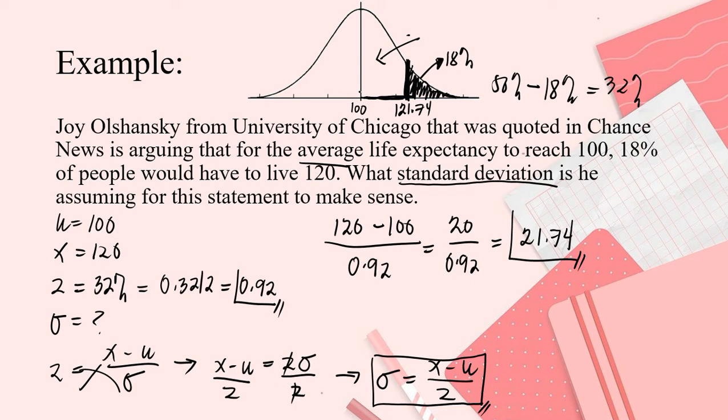Kasi mag-a-add ka po ng 21.74 from the mean. At kung magma-minus ka naman, kung pupunta ka naman sa left, magma-minus ka naman ngayon ng 21.74. So, kung sa left ka, ito ngayon ay 78.26. Okay, nakukuha yung idea ni SD. Si SD pa yung nagsusukat kung gaano po kalayo sa mean, yung inyo pong data.